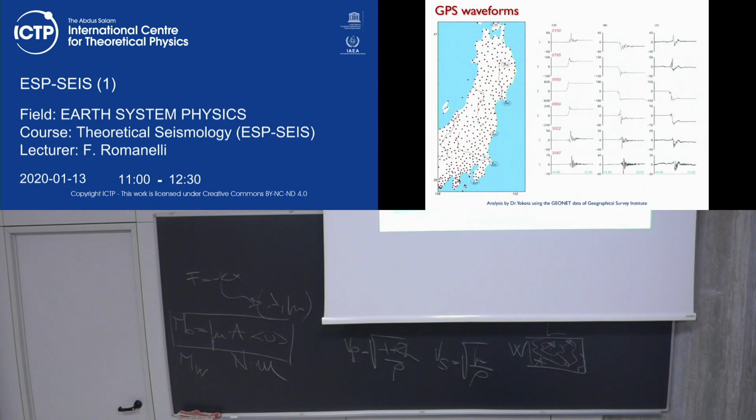Okay. Another vision of the same concept, GPS waveforms. Now it's not a continuous field, it's a selection of GPS measurements along the coast. Now give a look to them. 3 components. Please do remember that the seismic field, displacement, velocity, acceleration, is a vector. So it has 3 components. Usually north-south, east-west, and vertical. Now what do you notice here? Tell me.